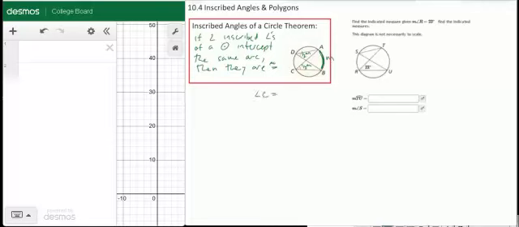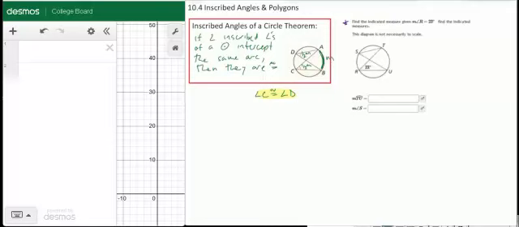So here, angle C and angle D would be congruent because they inscribe the same arc. And that should be a relatively intuitive relationship. See if you can answer this question based on that.